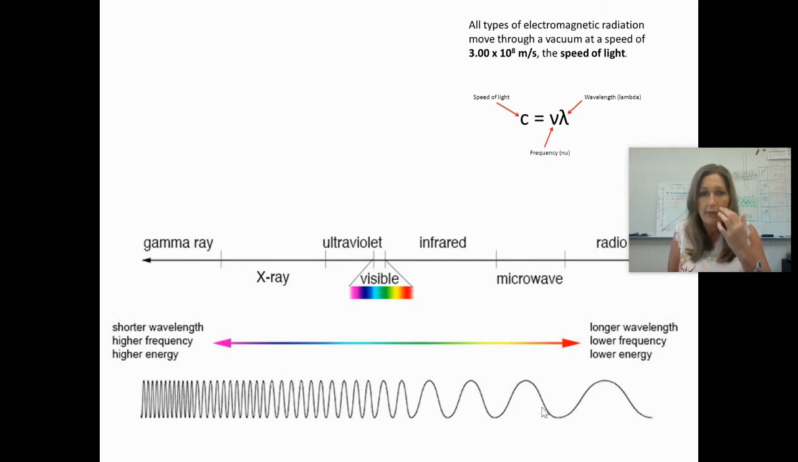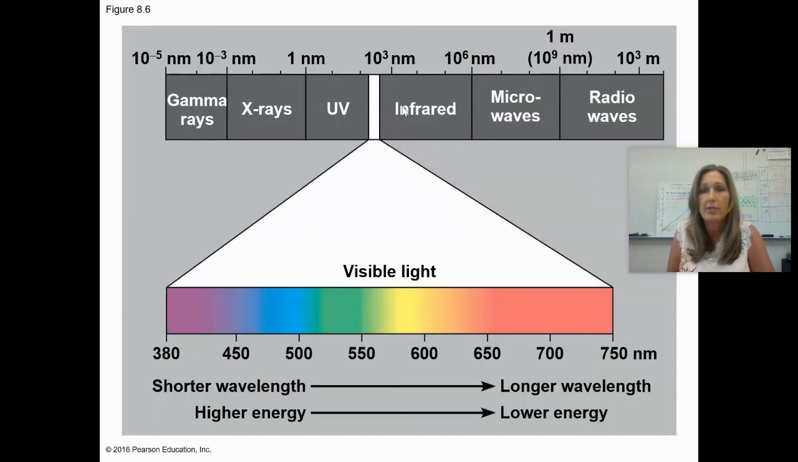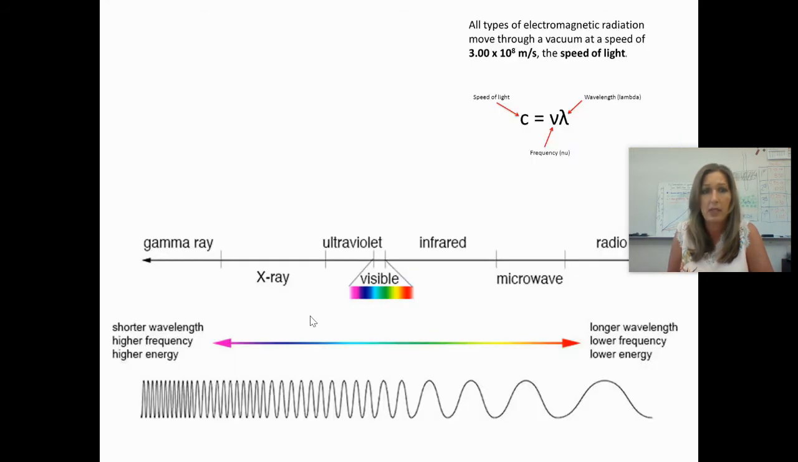Energy travels in waves, and what makes visible light and radio waves harmless to you is the fact that their wavelength is longer than on this end of the spectrum, where they're going to have shorter wavelengths or higher energy. So make sure we understand the frequency and wavelength relationship to the speed of light.